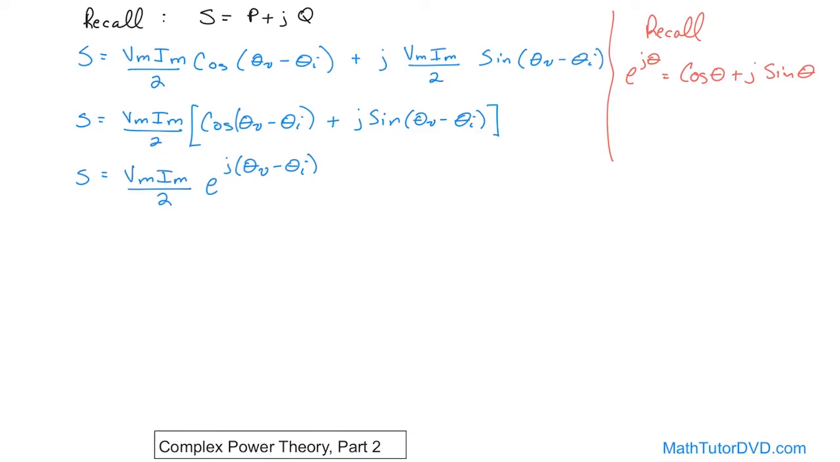So what we have done, by knowing what P and Q are and by substituting in and doing a little bit of rearranging, is write that S looks like this.